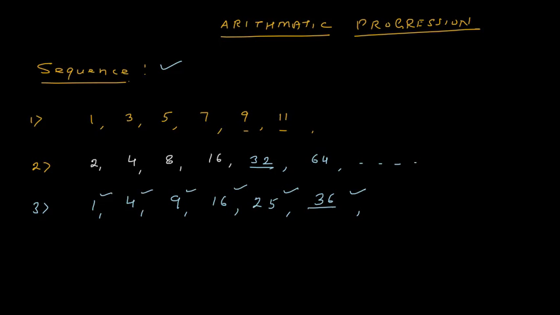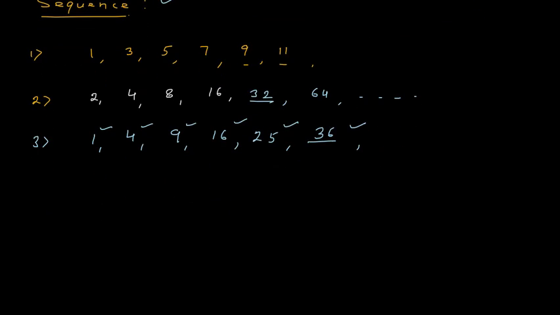So what is a sequence? When we write numbers like this, it is a sequence. And if I add a plus or minus sign between these numbers, it becomes a series. So a series is something like 1 plus 3 plus 5 plus 7 plus 9, like that. So this is considered as one series. You understood what is a sequence and what is a series.